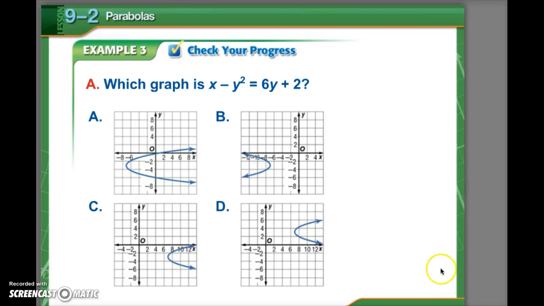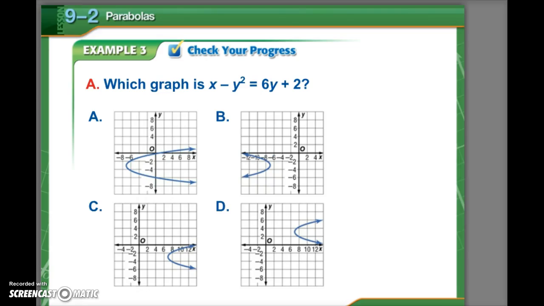Okay, here's one for you guys to check your progress on. In this problem, we have x − y² = 6y + 2. The x is the thing that you're going to want to get by itself, so you want to bring the y² over. So work on that as long as you need. When you have your answer, come back and advance to the next slide. And the answer this time is A.